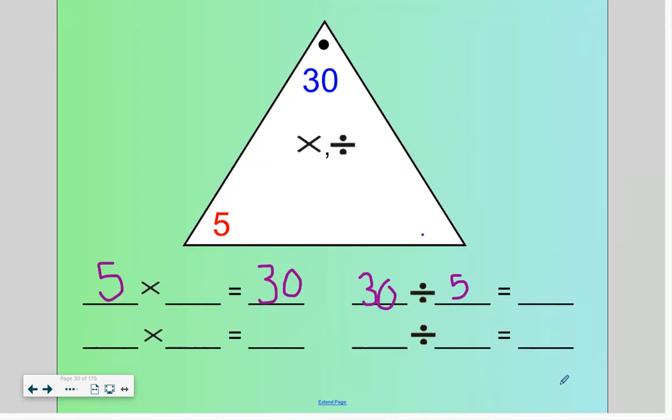So on our fact triangle, we have 30 divided by 5 is equal to something, or something times 5 is 30. That means 5 times that mystery number will give you 30, and that same mystery number will be 30 divided by 5. Well, I know that 5 times 6 is 30, so that means 30 divided by 5 is also 6, and that would be our missing factor here. Our turnaround fact for 5 times 6 is 6 times 5 is 30. And for division, 30 divided by 6 equals 5.